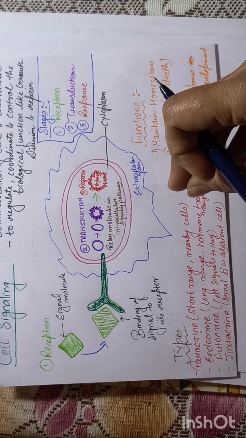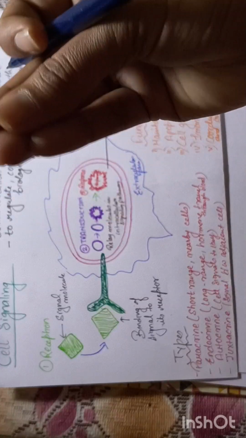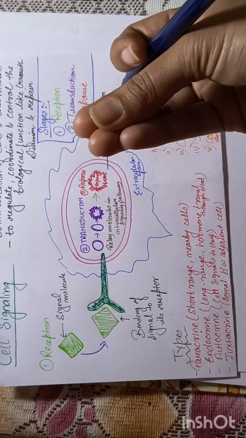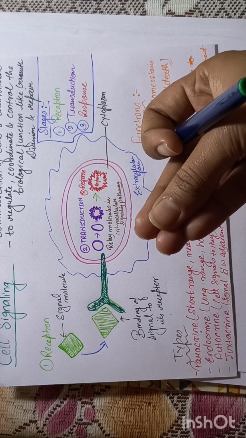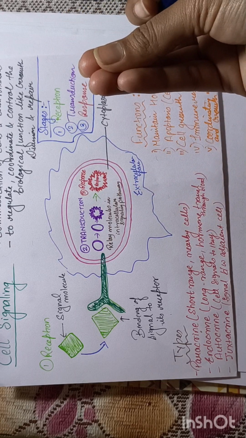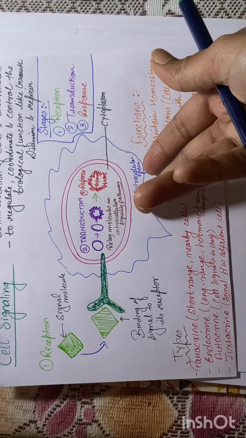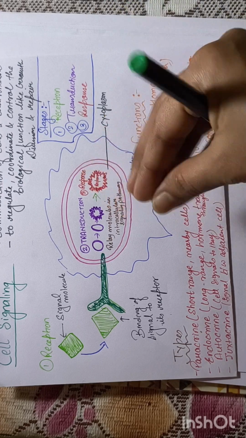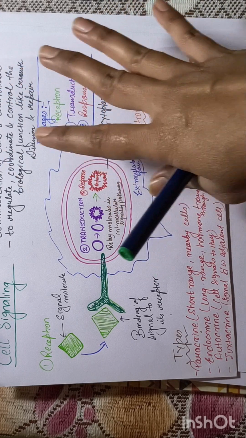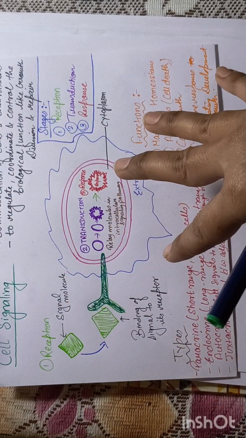The specific response depends entirely on the cell's internal machinery. The same signal can cause different responses in different cells, such as slowing the heart but contracting the muscles. So to have a specific response, this entire cell machinery is designed.